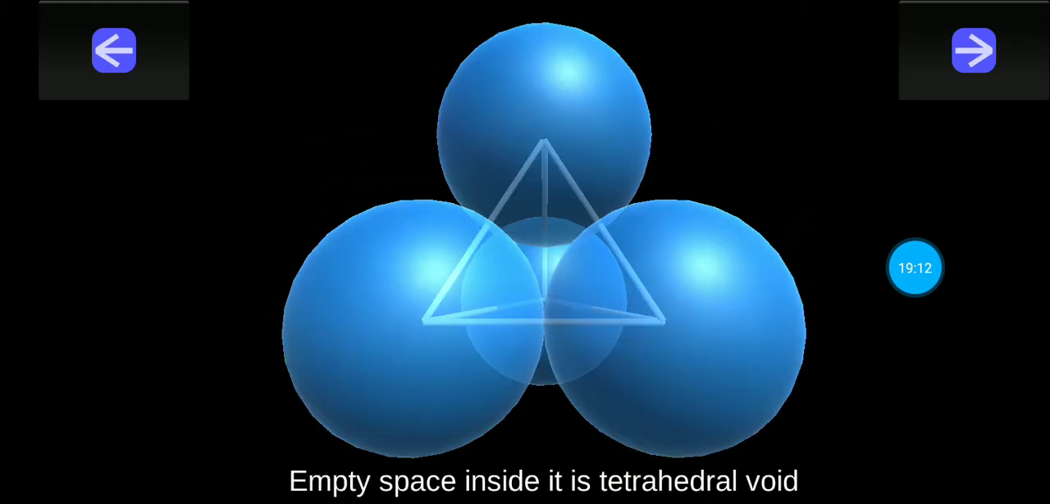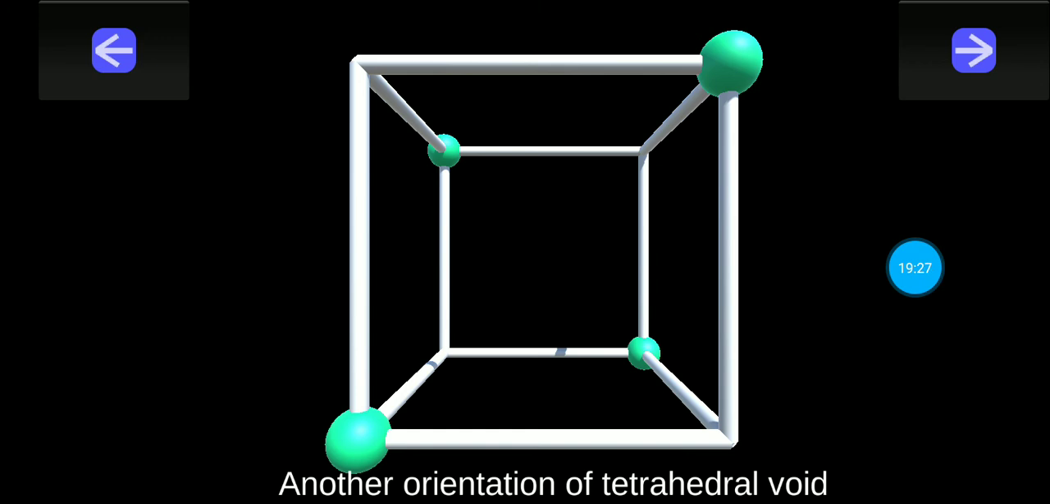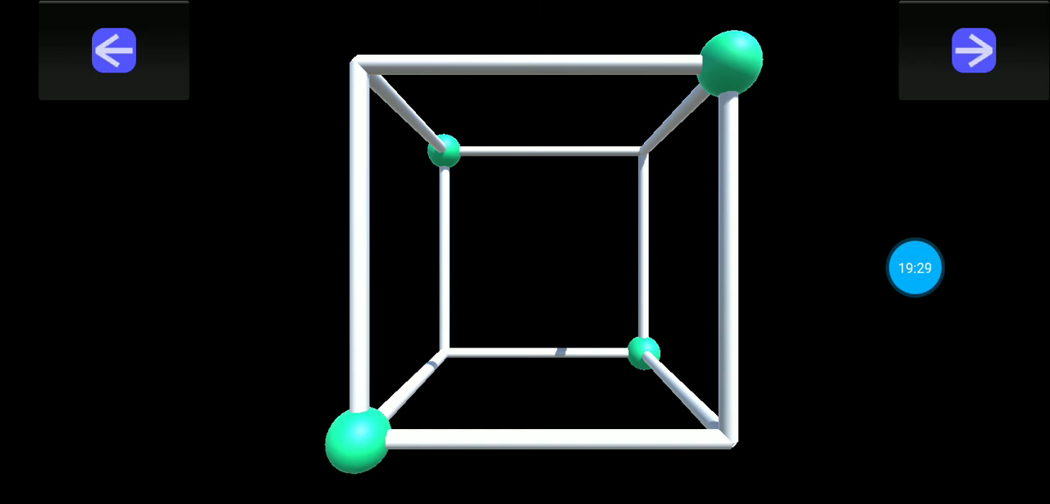So let us see the unit cell of this tetrahedral void, how it looks. By having these atoms as well as the tetrahedron, we can see this tetrahedral void in a better view here. Another orientation of the tetrahedral void. Tetrahedral void is formed by 4 atoms.